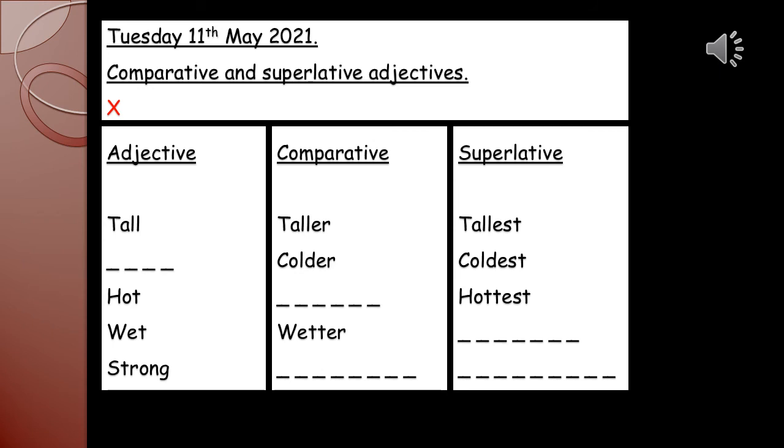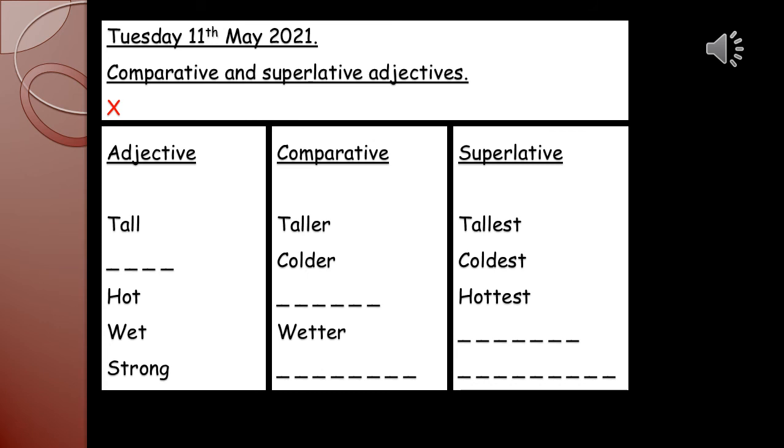You need to try and figure out what is the correct adjective for colder and coldest. We look at number 3: hot, blank, hottest. And this one you need to fill in the correct comparative adjective. For the next one: wet, wetter, blank. For this one you'll need to fill in the blank for the superlative adjective.